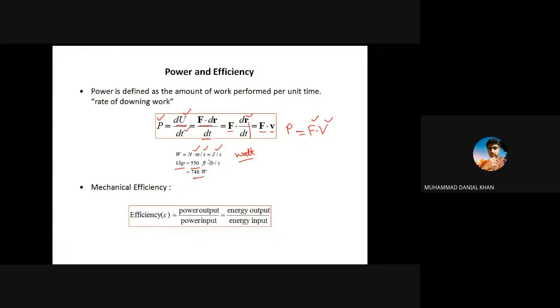Then mechanical efficiency. Whenever the word efficiency comes, it is defined as output divided by input. So efficiency is basically power output by power input, or energy output by energy input. And remember that mechanical efficiency will always be less than 1.